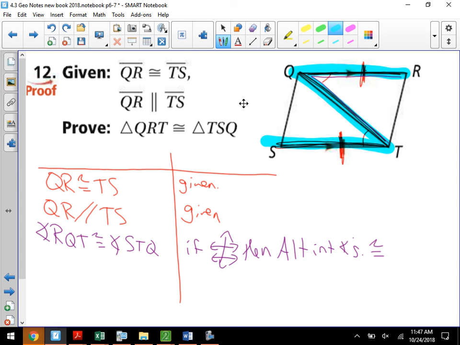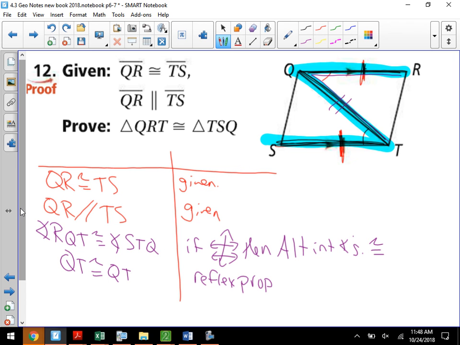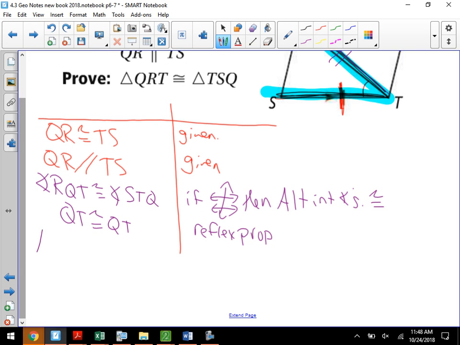Hey, guess what else happens with these? Well, you're right. It's going to be SAS, but notice what happens with that transversal. Isn't that transversal shared between the two triangles? Yeah. It's always reflexive. Transversal on this thing is always reflexive, and I'll put that in there also. So I can say QT congruent to QT, reflexive property. And just like you said, side angle side. Follow the stuff. Triangle QRT.